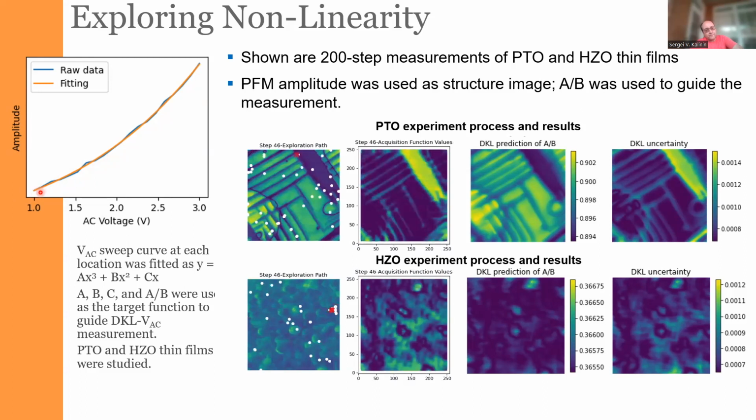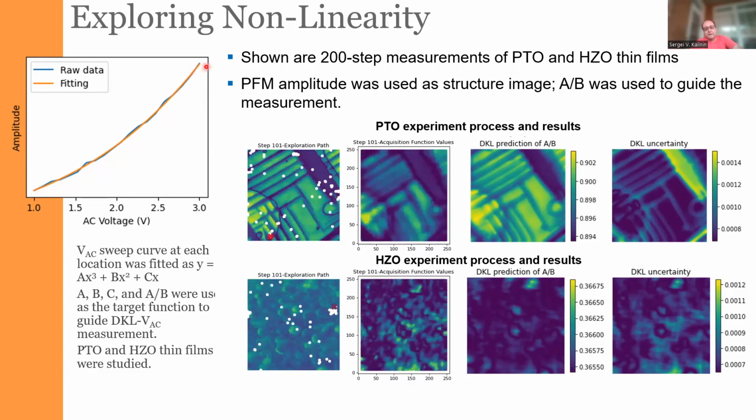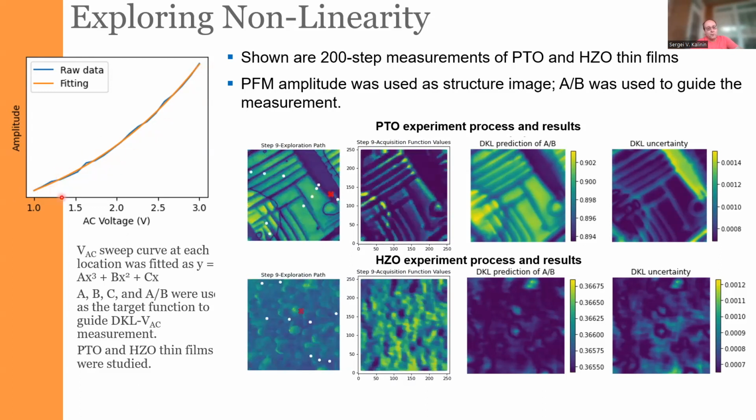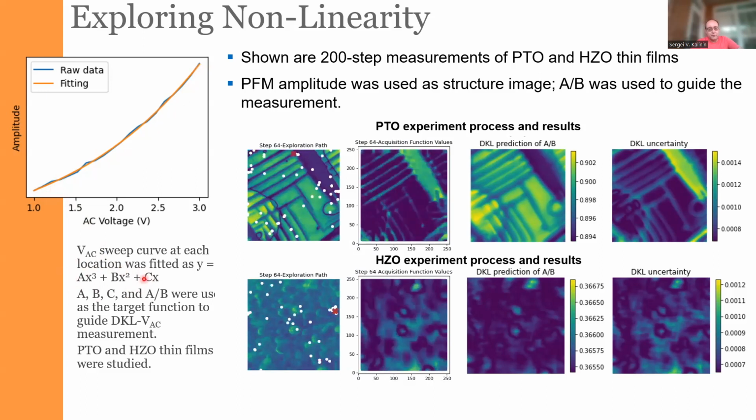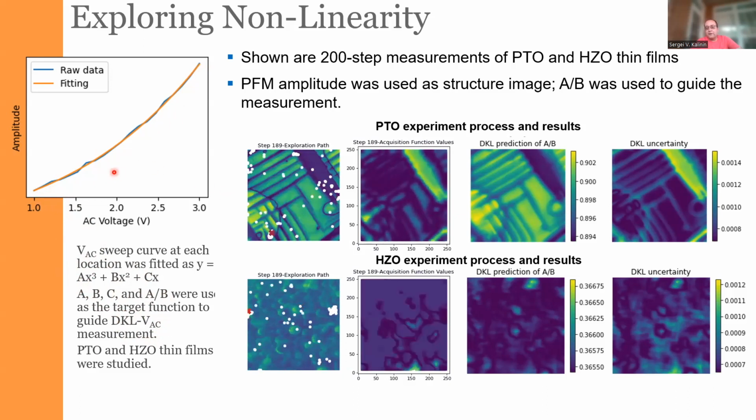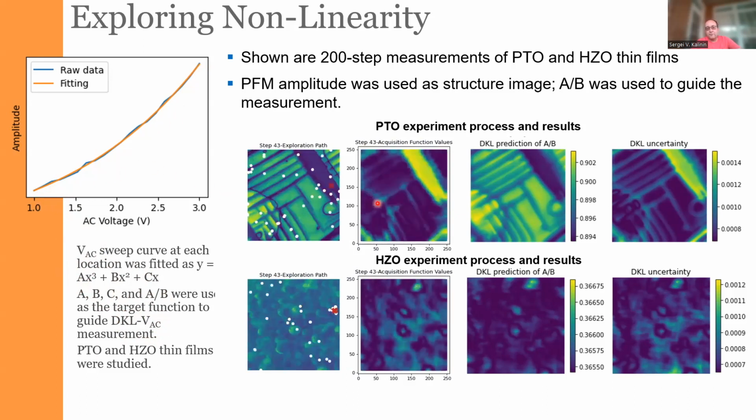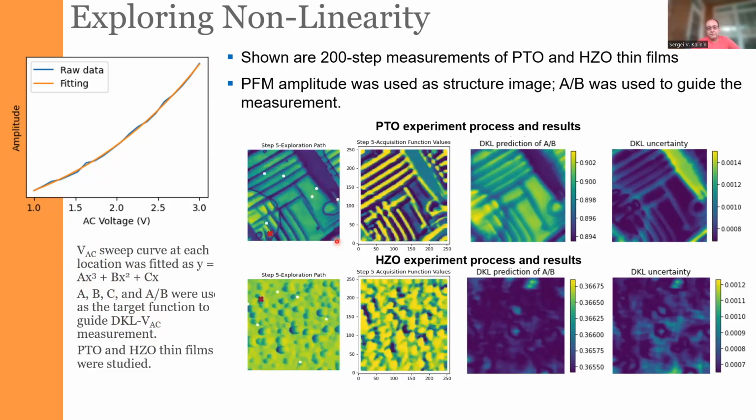Anyway, in this case, the way we build the scalarizer is we take our data in one location, we fit it by the cubic curve, so it's a fairly robust fit, and then we can use the parameters A, B, C, or their ratios as the target functions, as the scalarizer function, to guide the experiment. Okay, so in this case, the scalarizer is defined, the materials are more or less known. So let's run the experiment on the lead titanate film, a material with the well-defined domain structure.